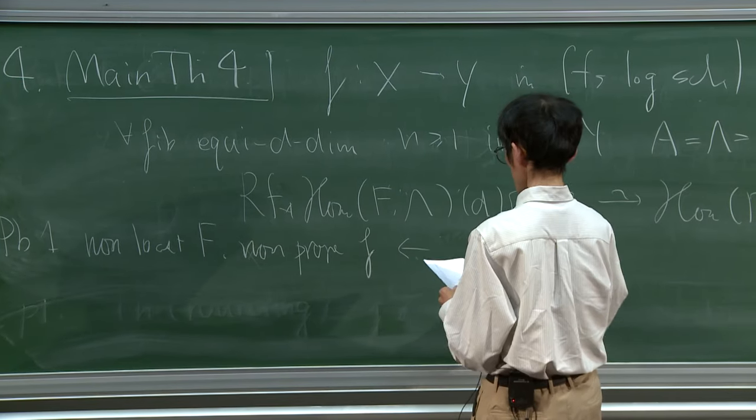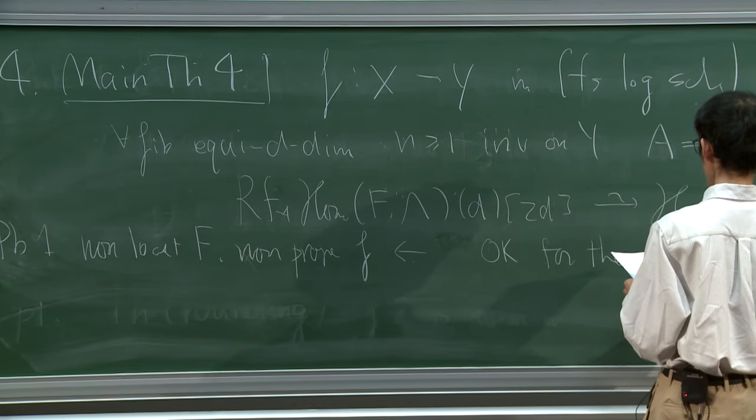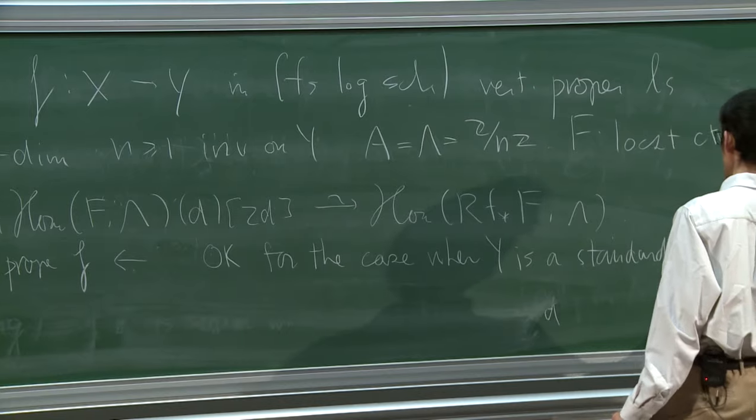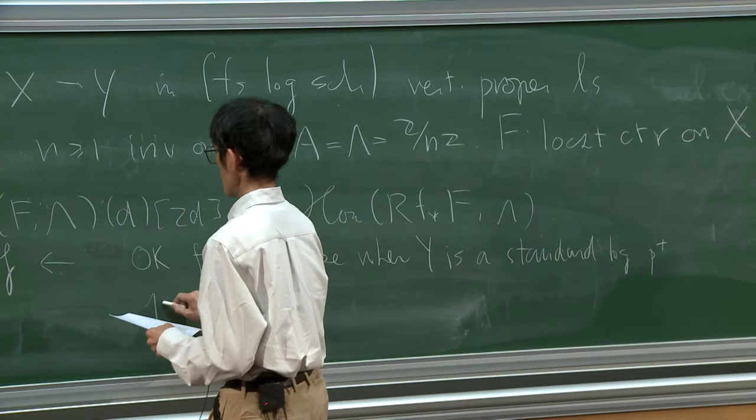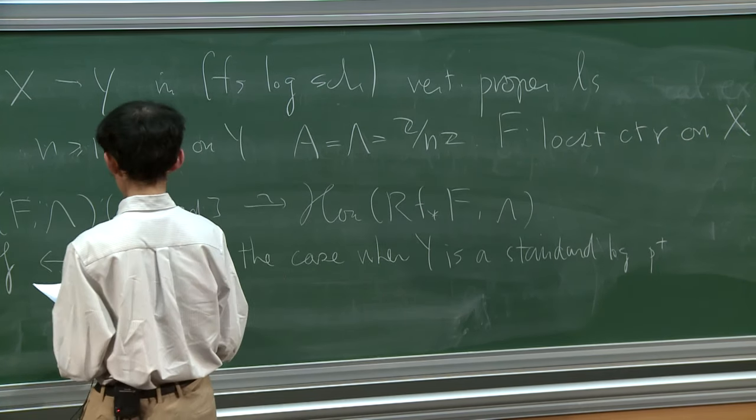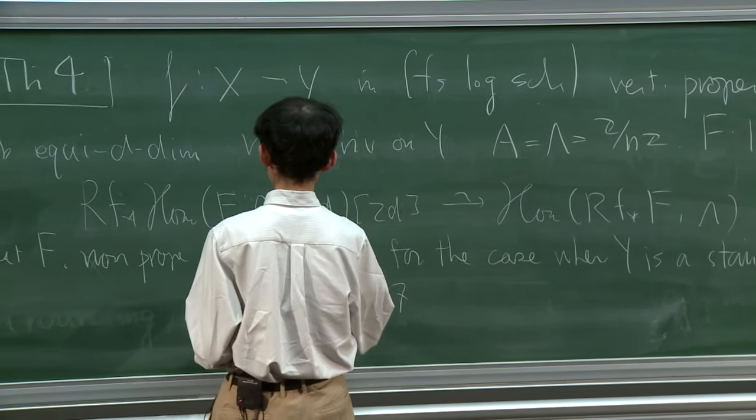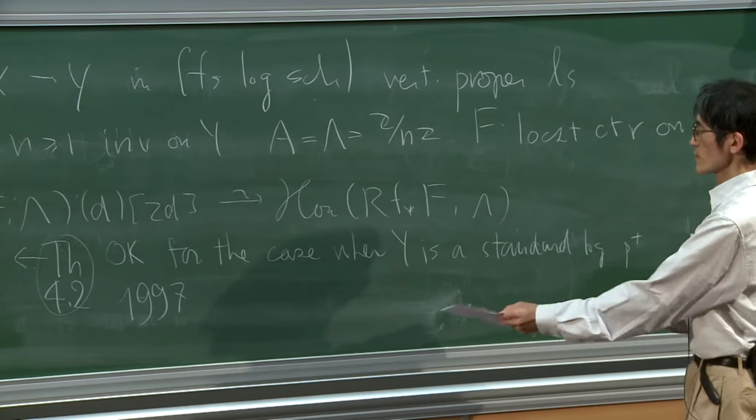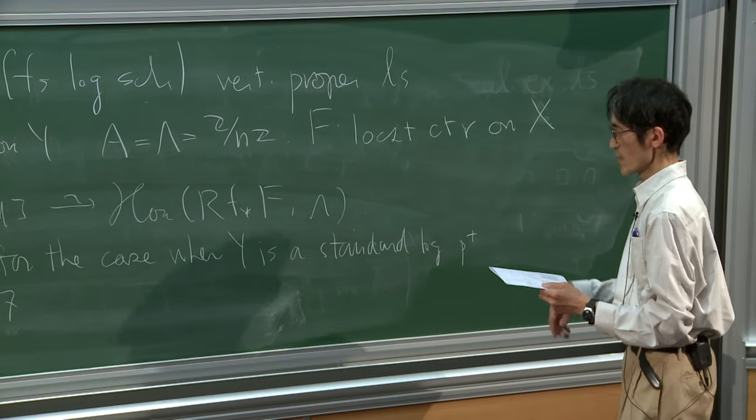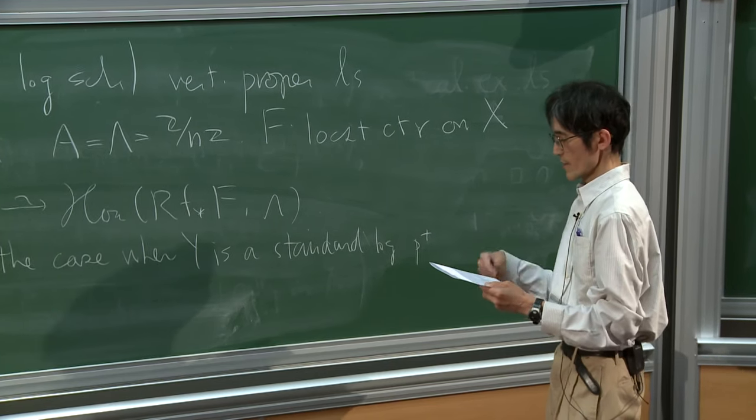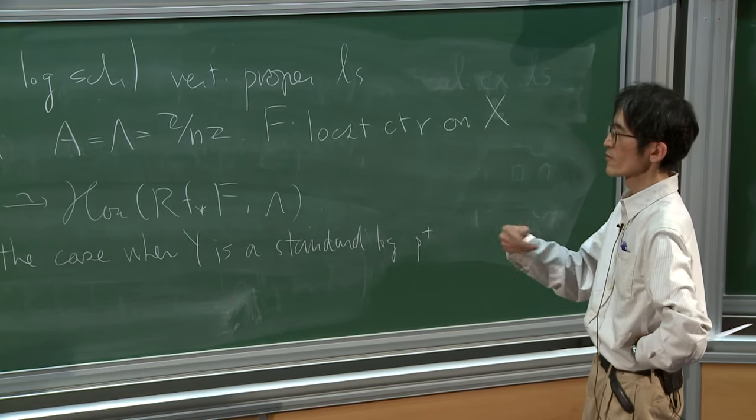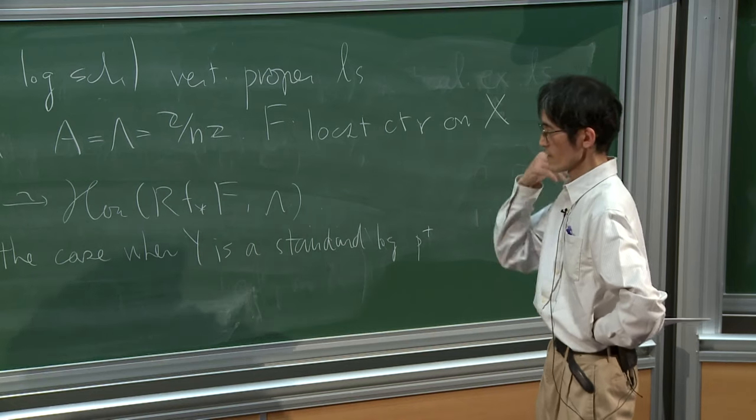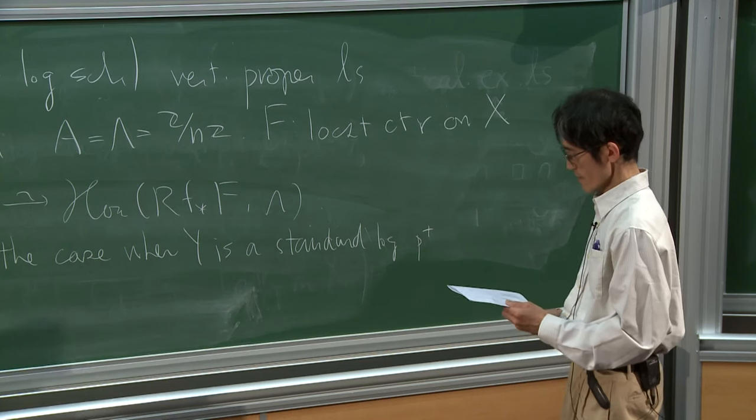This is okay for the case where y is a standard log point. This is an old result, 1997. This is proved by embedding X locally into a log smooth, log regular, embedding X as a log locus into a toric variety and calculating explicitly.